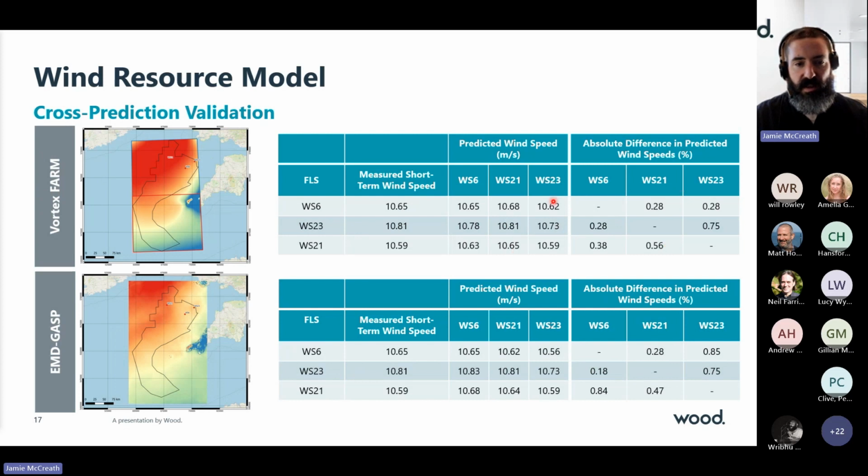And you can see that generally the wind speed prediction error, so this is an absolute difference, is for the most part less than 0.5%, which is incredibly good. So it proves that both models are predicting the wind speeds very well at each of these LiDAR locations. So really there would be no issue proceeding with both of these models from an energy yield analysis point of view.